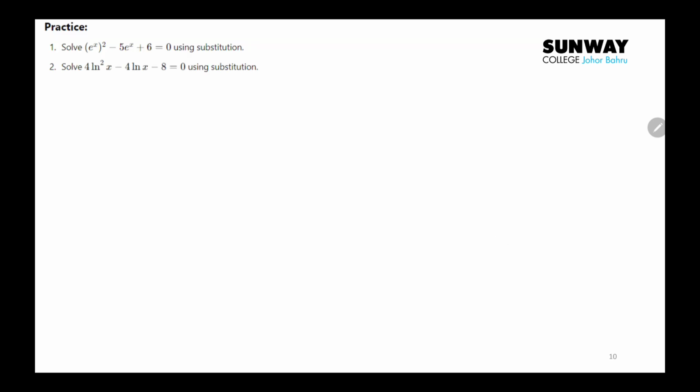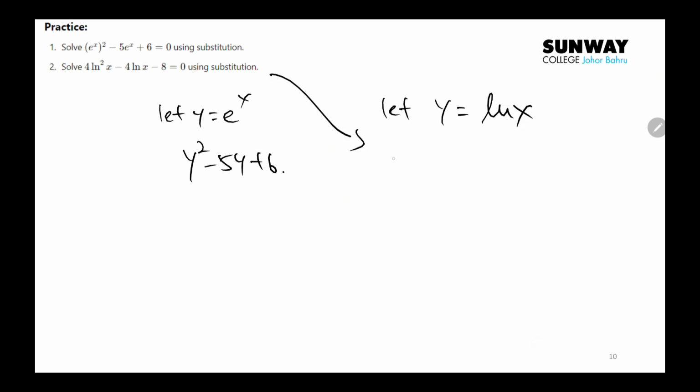Similarly, all these practices only want you to practice the substitutions. So you're going to let y equal e to the power of x, and you can rewrite this as y squared minus 5y plus 6. Likewise, y equals ln x. You can rewrite the second question into 4y squared minus 4y minus 8 equals 0. Then you will be able to solve this quadratic equation in no time. At the end of the day, you transform the y value back into the x value, so you can get the final solutions.